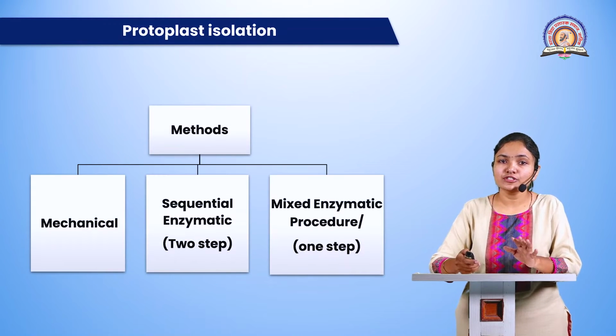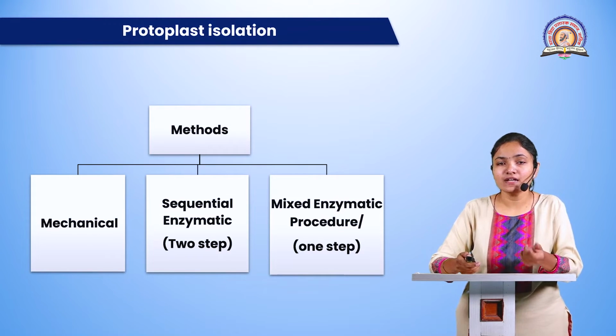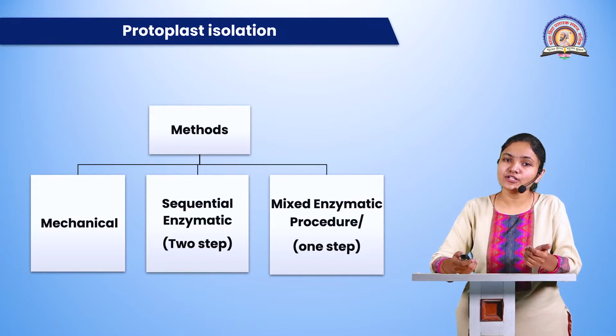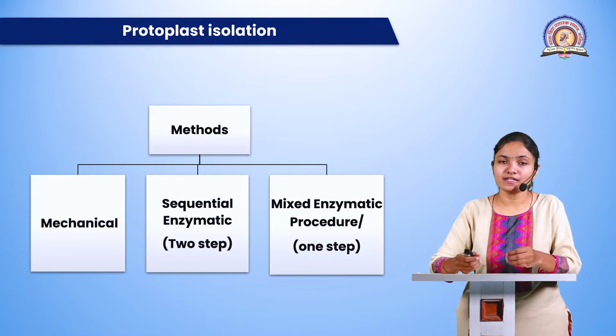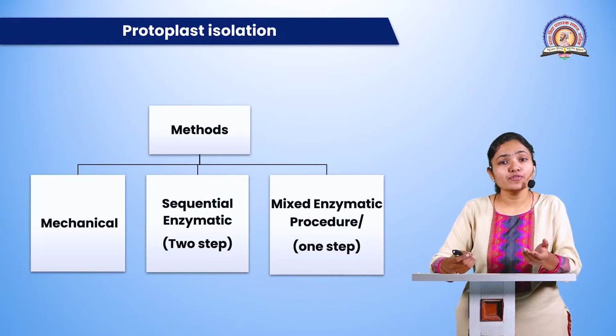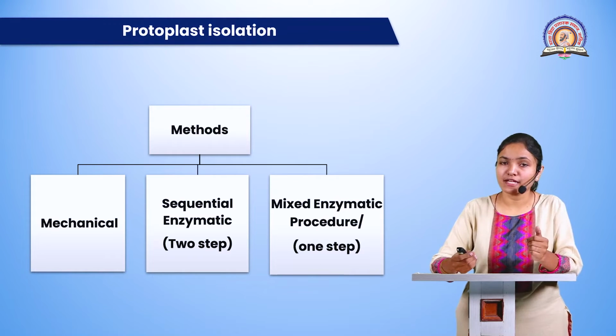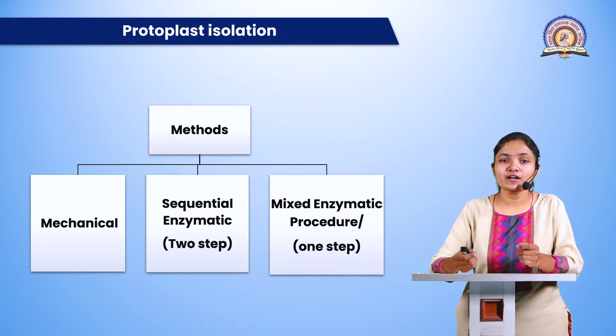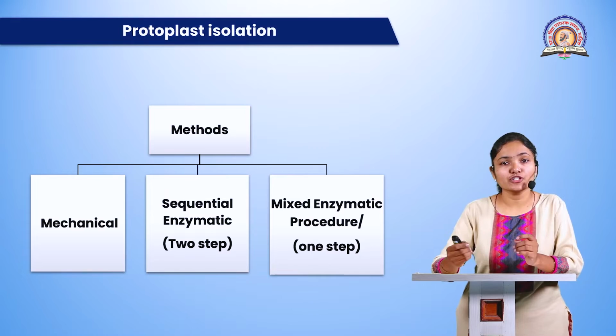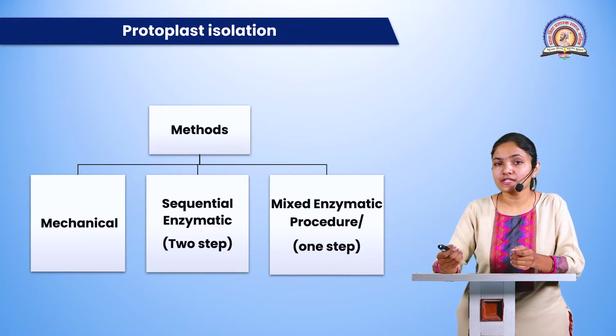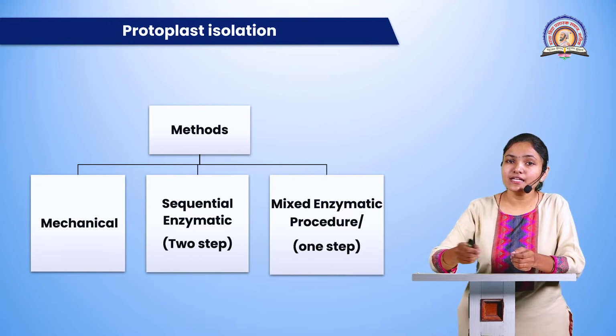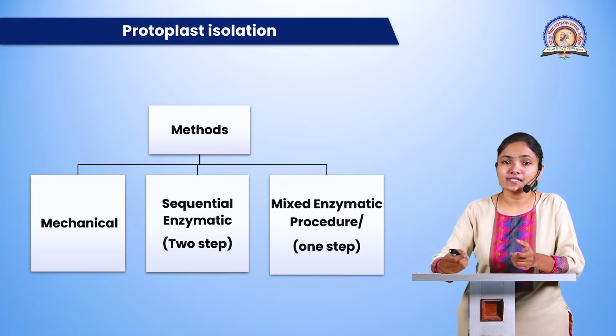So first we will talk about the mechanical isolation. The name itself suggests that for mechanical isolation you need to use some mechanical equipment like a scalpel or a sharp knife. You will have a plant tissue under the microscope and, using careful observation and your skills, you will use a knife and cleave out the plant cell wall.